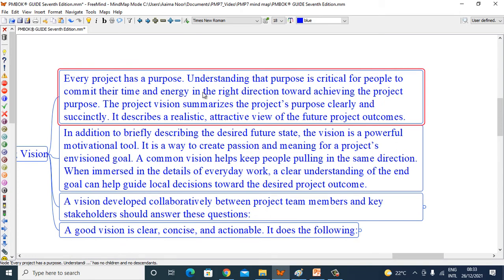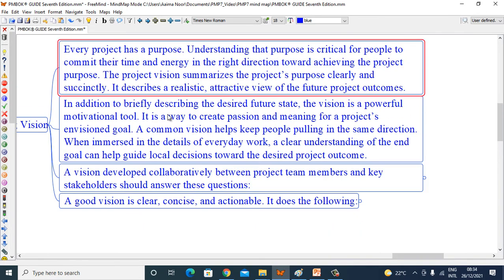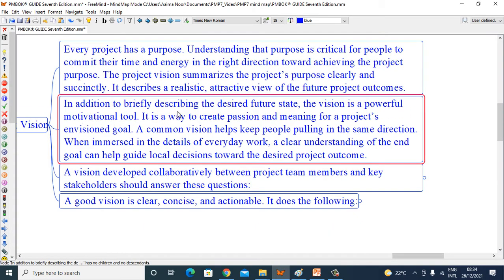Every project has a purpose. Understanding that purpose is critical for people to commit their time and energy in the right direction toward achieving the project purpose. The project vision summarizes the project's purpose clearly and succinctly. It describes a realistic, attractive view of future project outcomes. In addition to briefly describing the desired future state, the vision is a powerful motivational tool. It is a way to create passion and meaning for the project's envisioned goals. A common vision helps keep people pulling in the same direction. When immersed in the details of everyday work, a clear understanding of the end goal can help guide local decisions toward the desired project outcome.